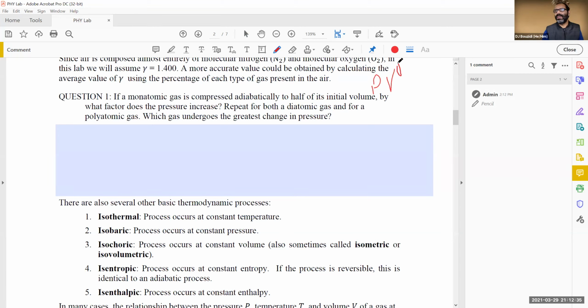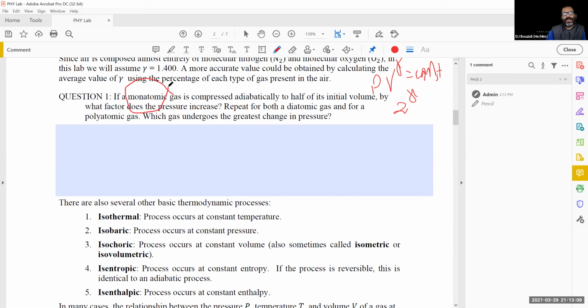This is PV to the power gamma is constant, it doesn't change. This is what an adiabatic process is. So if the volume goes down by a factor of 2, that means the pressure has to go up by a factor of 2 to the power gamma. So 1 over 2 to the power gamma times 2 to the power gamma stays the same constant. So the pressure must increase by a factor of 2 to the power gamma.